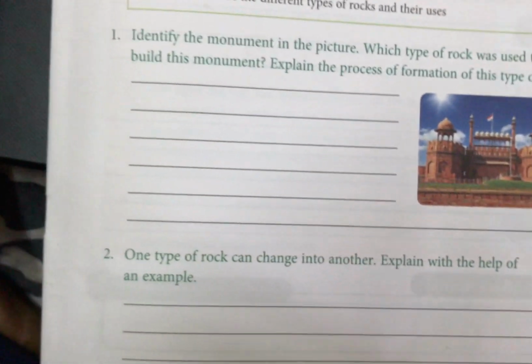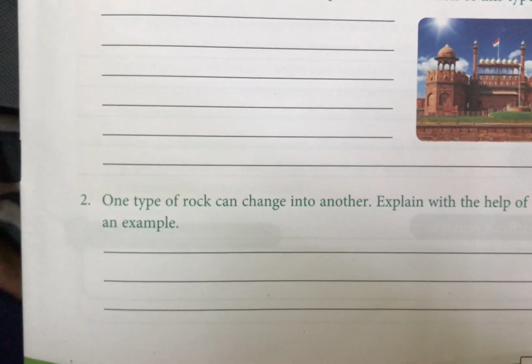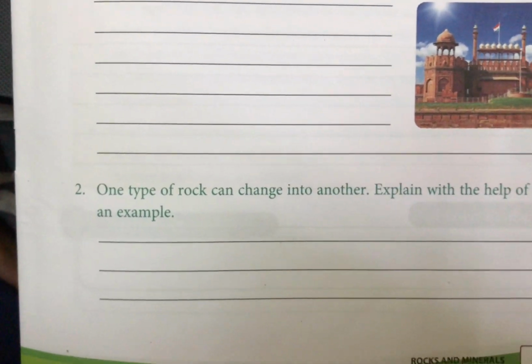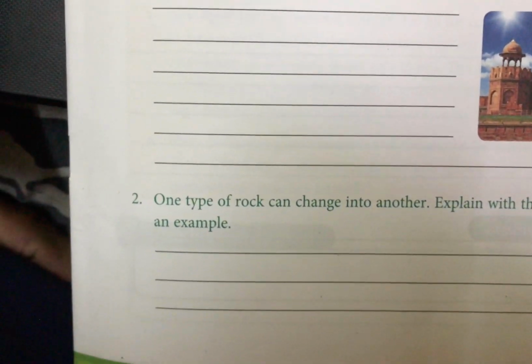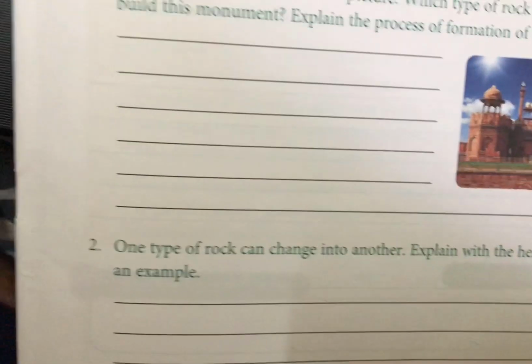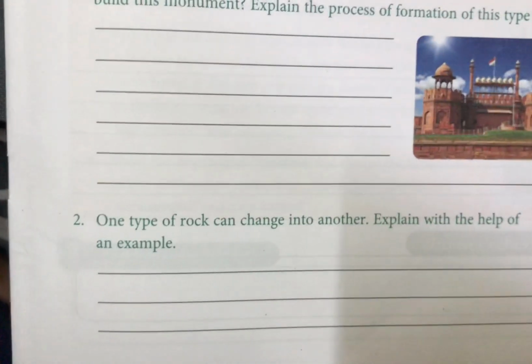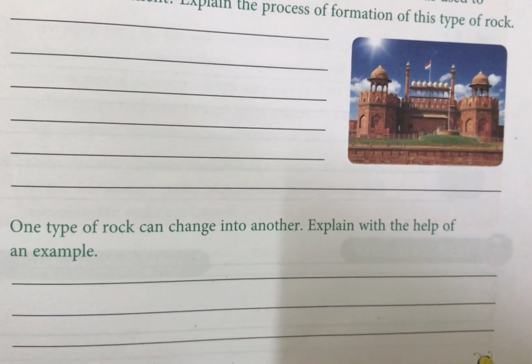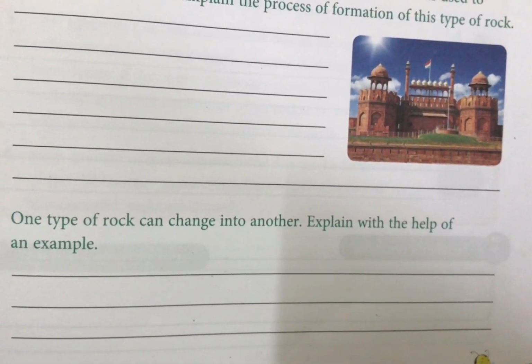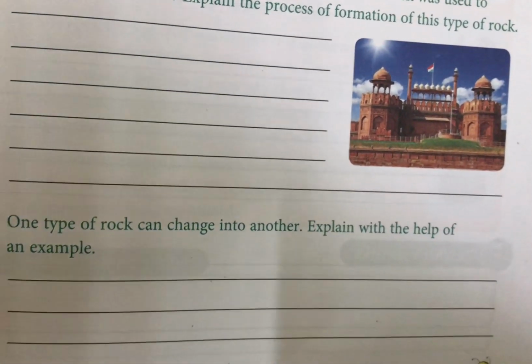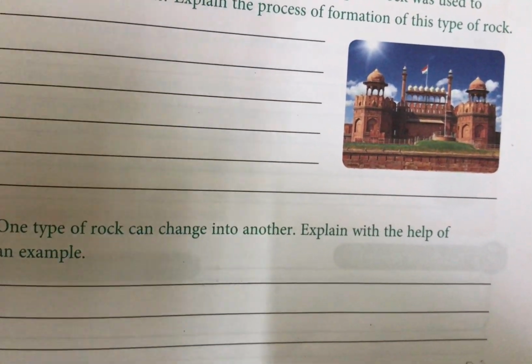What is the second question? One type of rock can change into another. Explain with the help of an example. How can we say one type of rock can change into another? It means that there is one rock which can change into another rock.